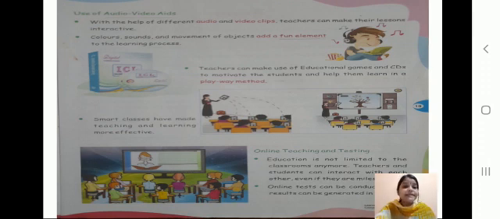Next, smart classes. Smart classes have made teaching and learning more effective. Now, what are smart classes? The use of the digital board. A smart class is a digitally enhanced technology that has made your learning more effective. Effective means more beneficial, more helpful. So the smart class is the digital board, the use of audiovisual aids. It has made learning more interesting, more effective.